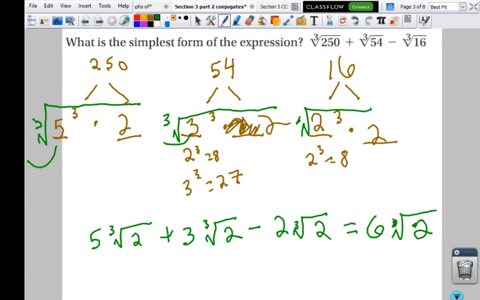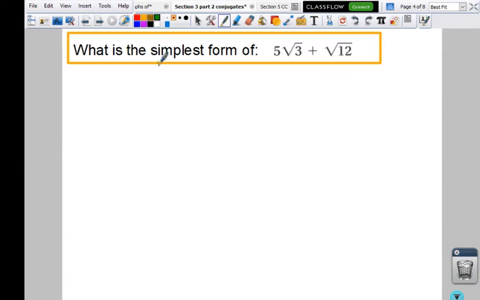Alright, not too bad. Your guys' turn. So you're going to add and subtract these. But you can't do it yet, right? You better see if you can split apart something. I'll give you a hint. You can't split apart the square root of 3. So see if you can split apart square root of 12.